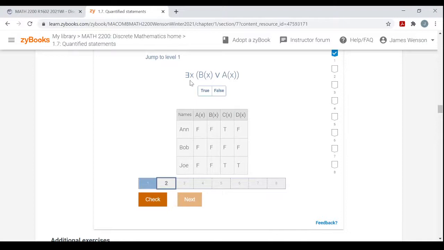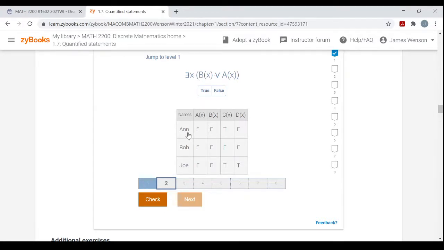All right, so here again, there exists. There is at least one. So again, you only need to find one, and if you can't find one, then it's a false statement. There is a person such that B of x is true, or, remember this is or, A of x is true, or both. So there's at least one person that makes this whole statement true.